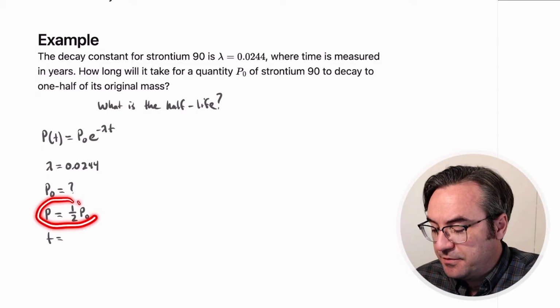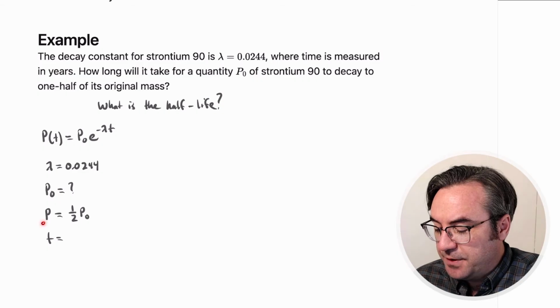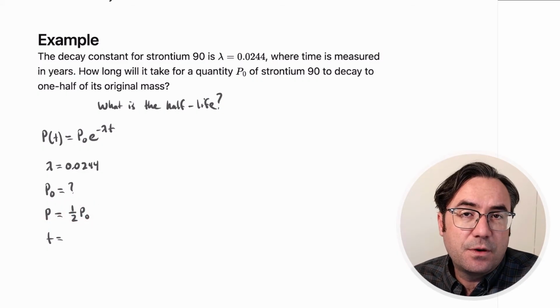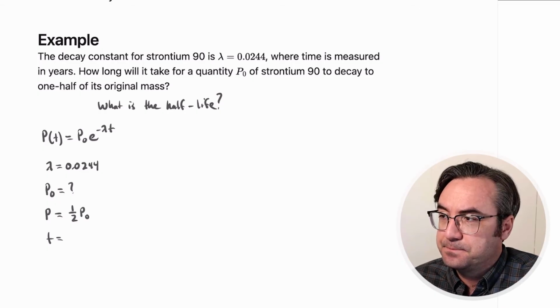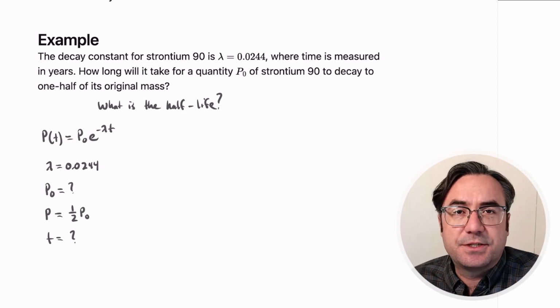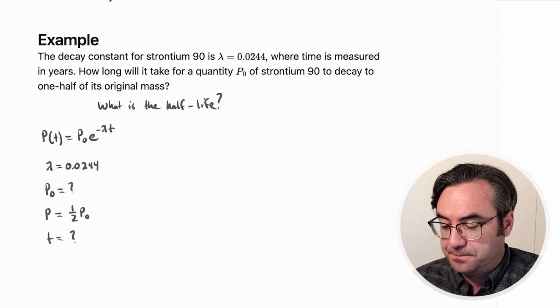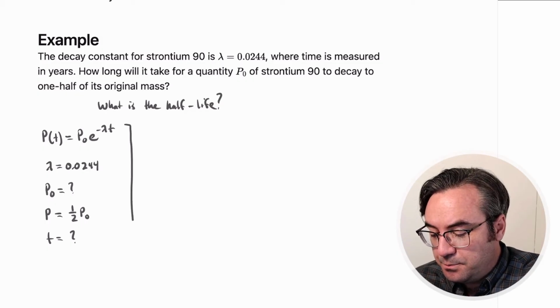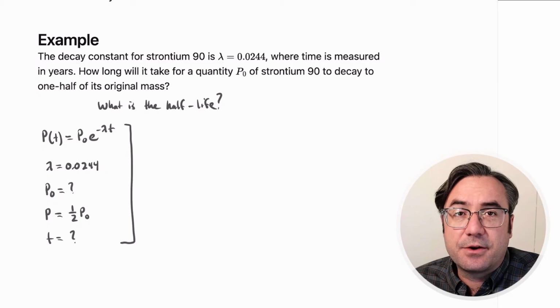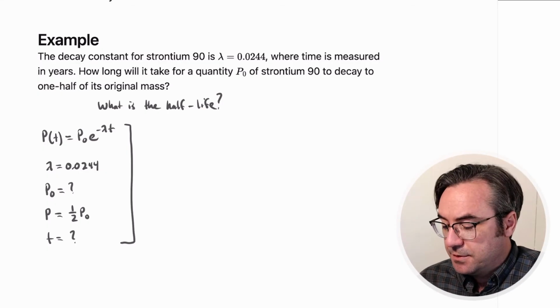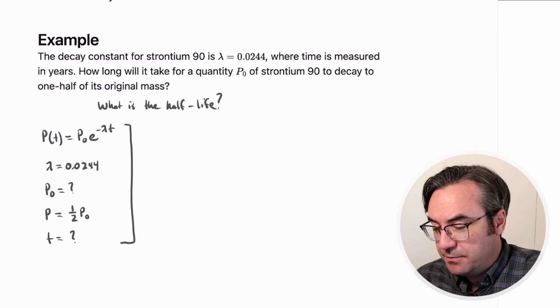So this is what the half-life means. We're trying to figure out how long it takes until we get half of what we started with. And we don't know T either, so that's really what we're trying to figure out. All right, so let's put these pieces together and see what we have. And actually, this is going to be enough. So T is what we're trying to figure out. We're trying to solve for T here.